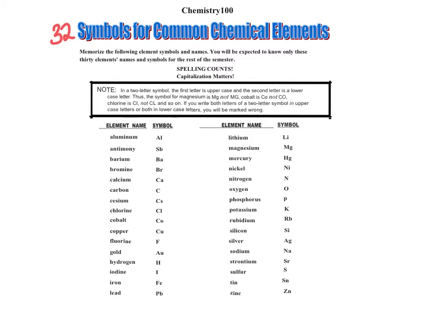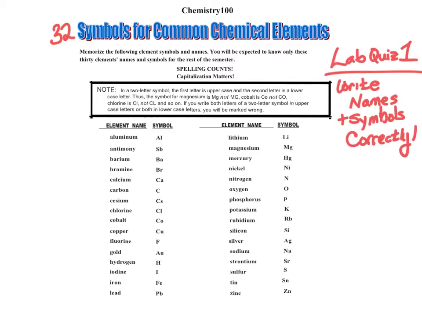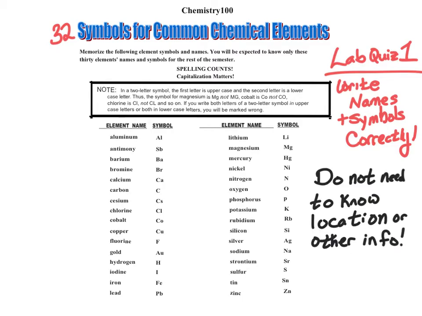This is a list of the common elements that we will be using throughout this class this semester. One of the first quizzes that you'll have in lab will include these symbols and the names. You will be expected to know how to write the name correctly and how to write the symbol correctly. But please note, there are very specific details here. You do not need to know where they're at in the periodic table. You don't have to know any of the numbers associated with it at this point. None of those things are going to be memorized. At this point, you just need to know how to write the name correctly, how to write the symbol correctly, and that those two go together.